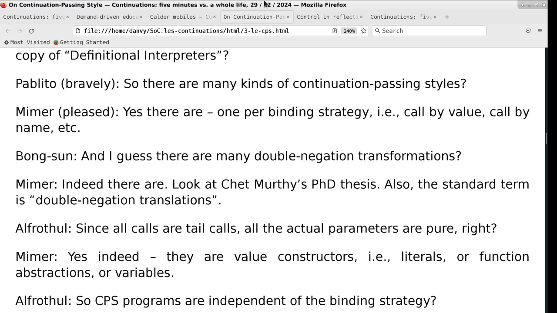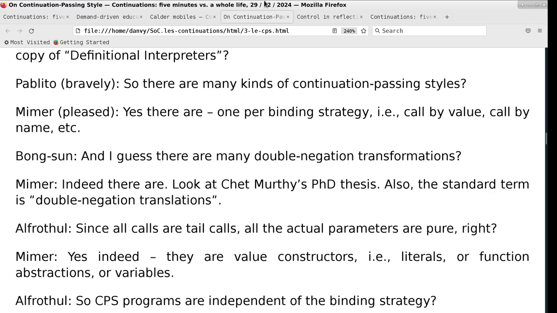So there are many kinds of continuation passing styles. Yes, there are. One per binding strategy, i.e. call by value, call by name, etc. And I guess that there are many double negation transformations. Indeed there are. Look at Chad Murthy's PhD thesis. Also, the standard term is double negation translation.